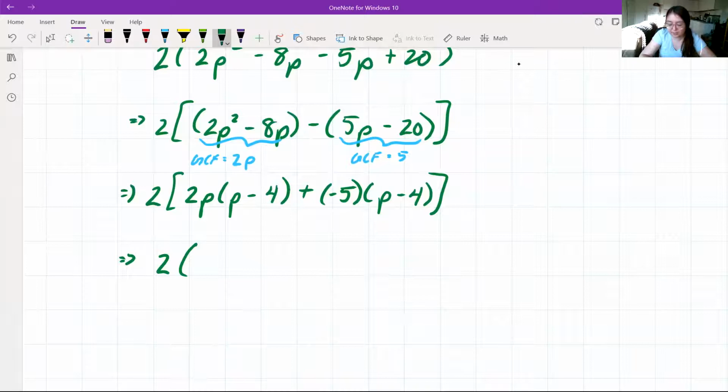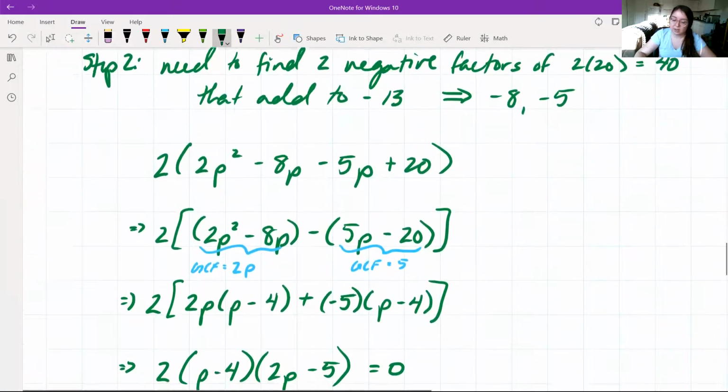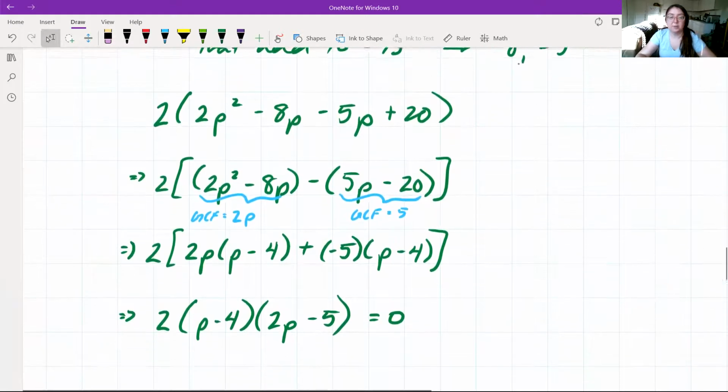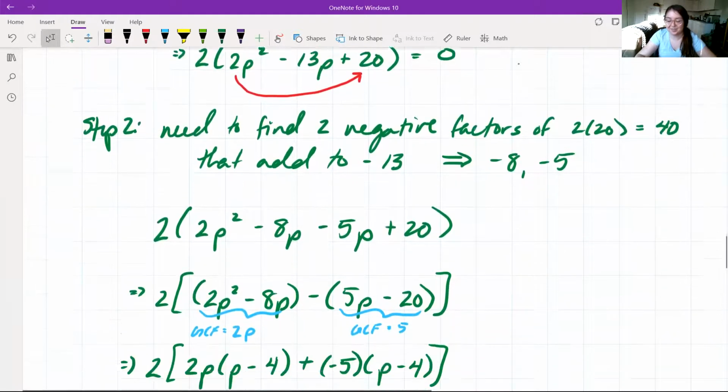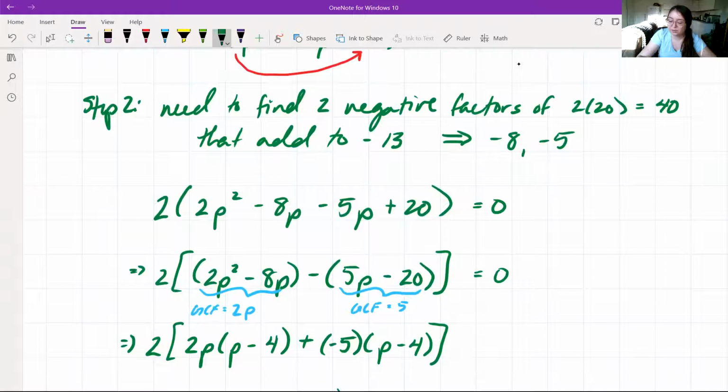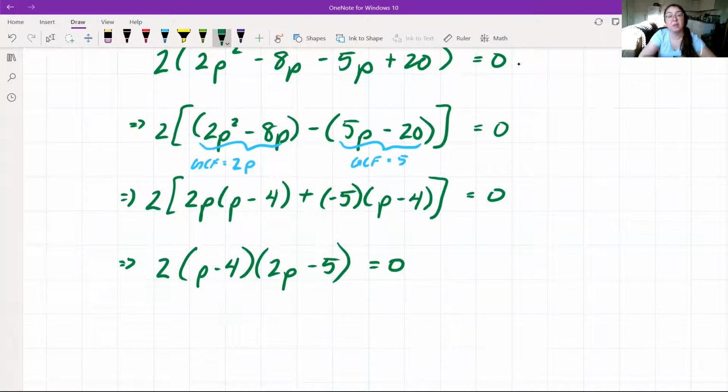So we'll get p minus 4 times 2p minus 5. Technically, it's 2p plus negative 5, but we know that we can rewrite that. And remember that this was all equal to 0, since this was our quadratic equation. So if you had forgotten up to this point, just fill that part in. So we've factored completely. We have 2 times p minus 4 times 2p minus 5.